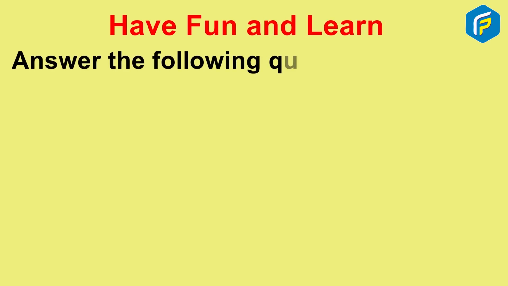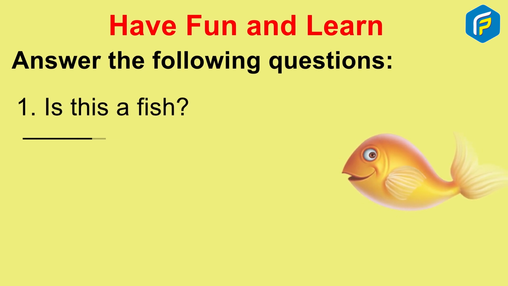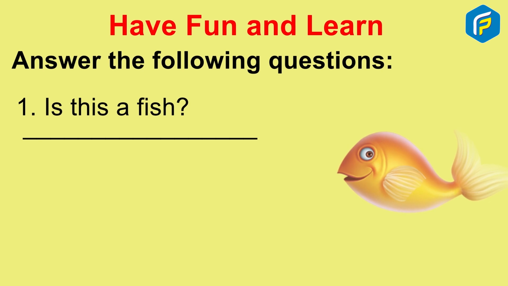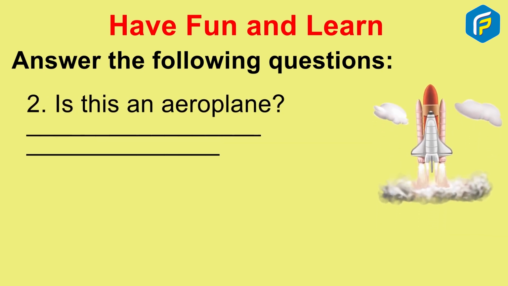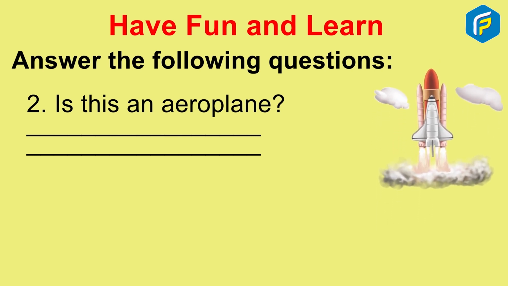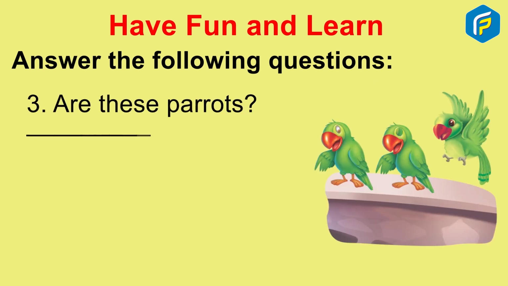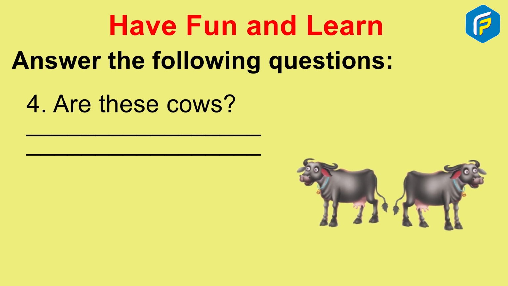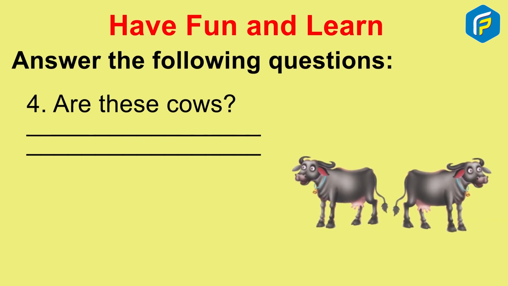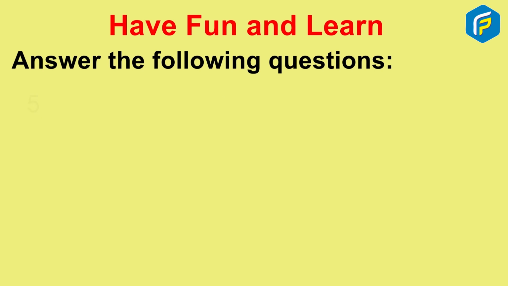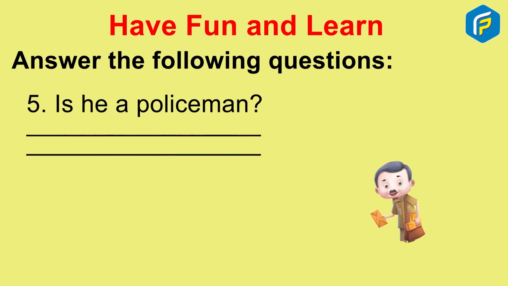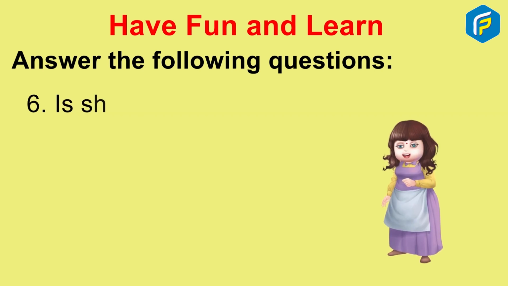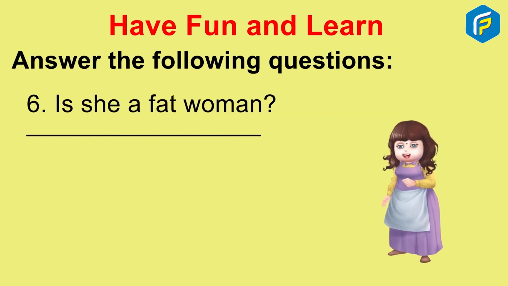Answer the following questions. Is this a fish? Yes, it is. Is this an aeroplane? No, it is not. It is a rocket. Are these parrots? Yes, they are. Are these cows? No, these are not. These are buffaloes. Is he a policeman? No, he is not. He is a postman. Is she a fat woman? Yes, she is.